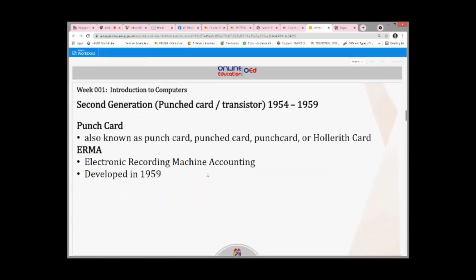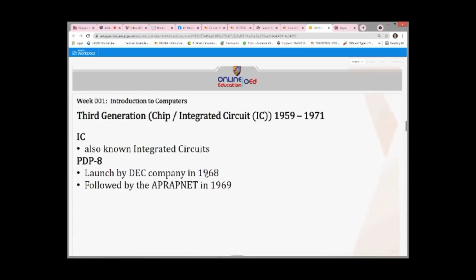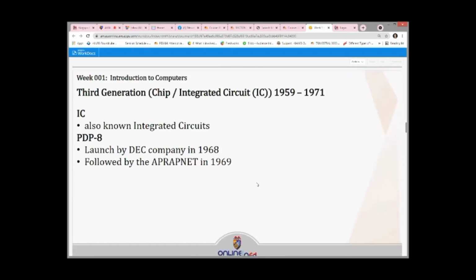For the second generation, which is 1954 to 1959, we have the punch card or transistor. Sometimes it is called the Holerith record. We also have the IRMA, or electronic recording machine accounting, developed in 1959. For the third generation, we have the integrated circuit, 1959 to 1971. It also has the PDP-8, launched by that company in 1968.